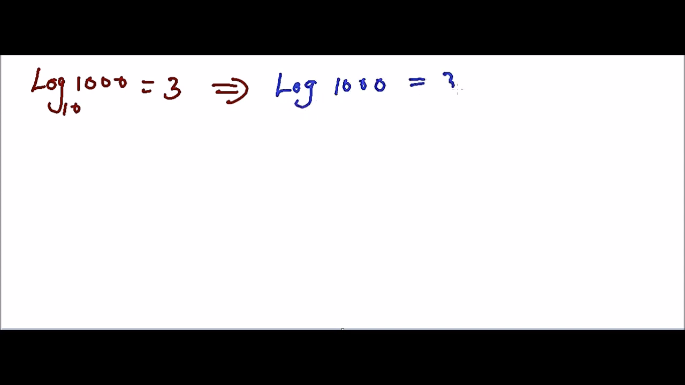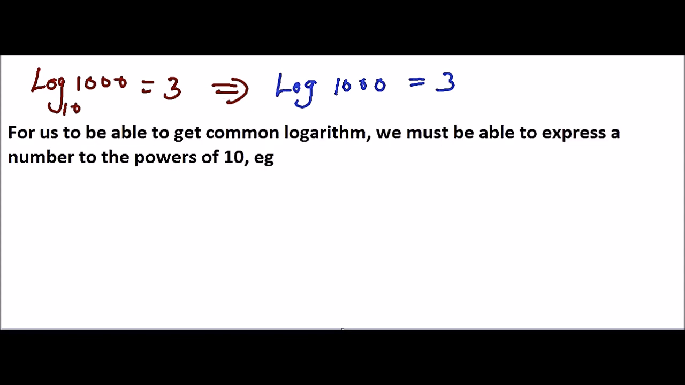So instead of writing logarithm of 1000 to base 10 is equal to 3, when it is common logarithm, we write the log of 1000 is equal to 3. So when we don't indicate the base, it means we are dealing with common logarithm, referring to the base as 10. Otherwise, if the base is not 10, it is always indicated.